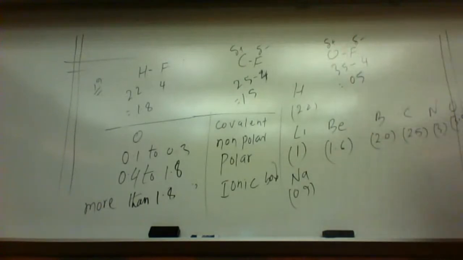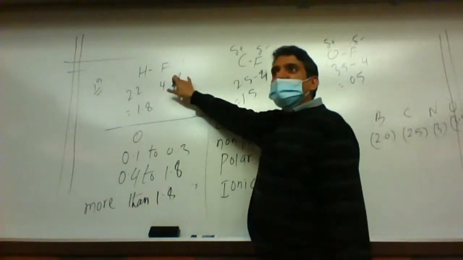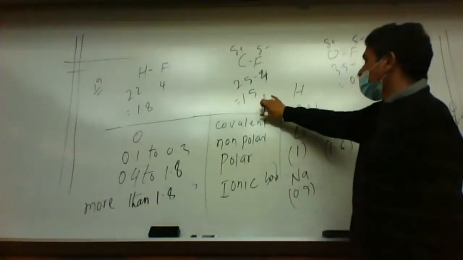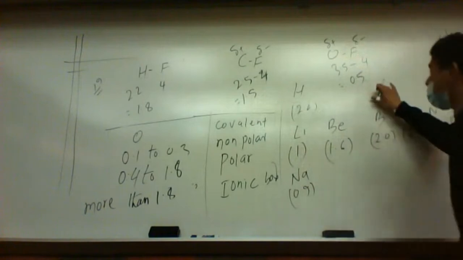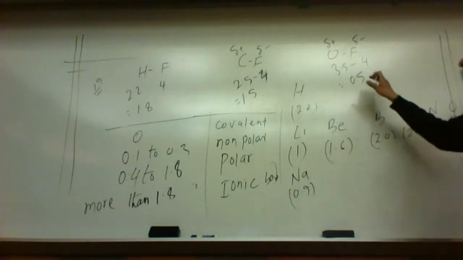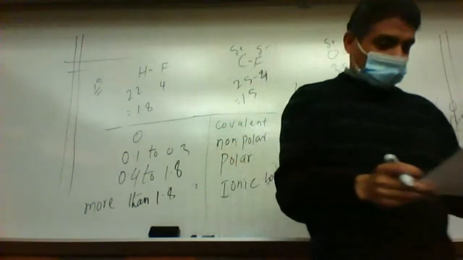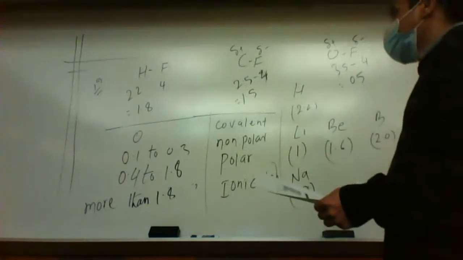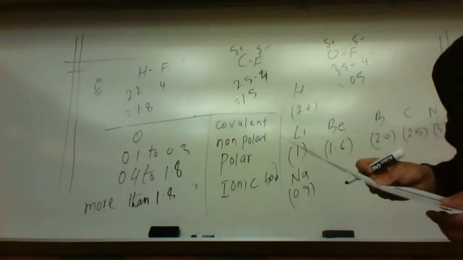But if you put in water, which is the most soluble in water? This is the most soluble in water, because this is highly polar, because the electronegativity difference is 1.8. This is a little bit less soluble in water, because this is a little bit less polar. And this is the least polar, so this dissolves in water, but it doesn't dissolve as much as HF. So HF is highly polar, CF is a little bit less polar, and OF is the least polar.